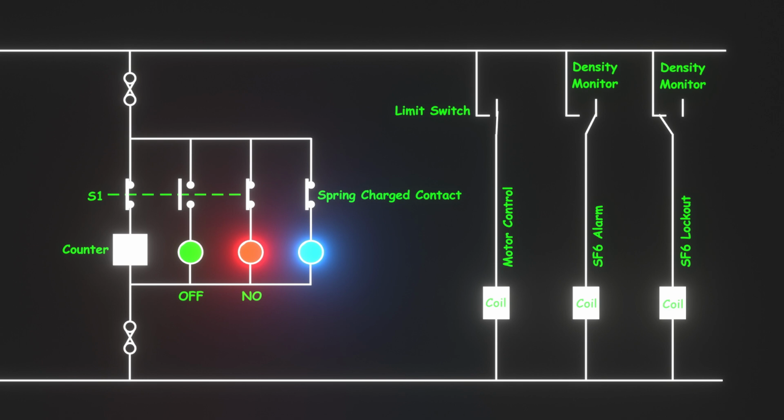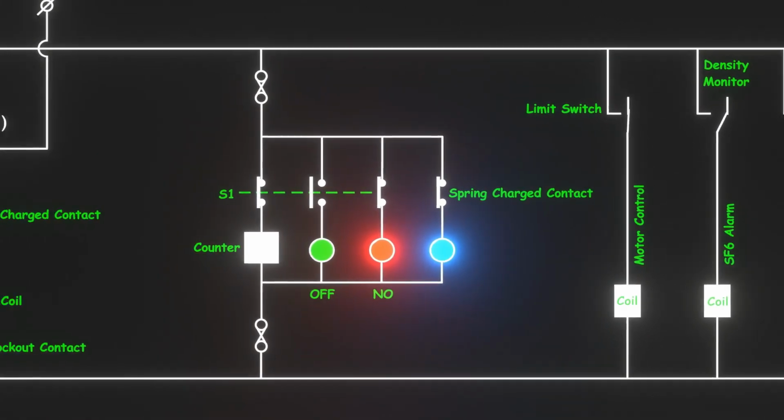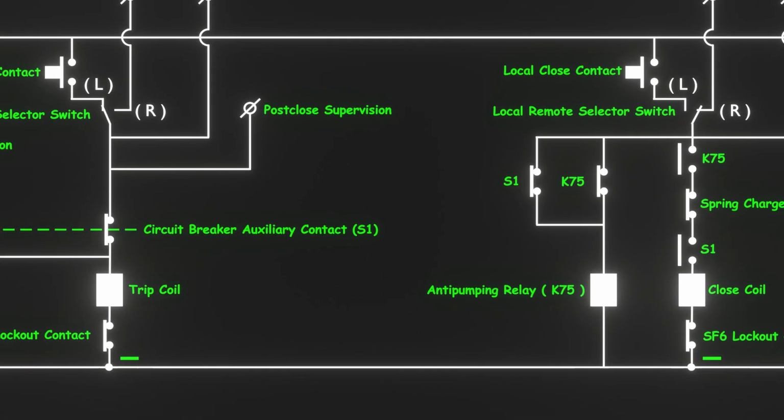If the SF6 gas continues to leak and crosses the lockout threshold level, then the contact of the pressure switch of the density monitor associated with SF6 lockout will change its position from closed to open. This will de-energize the lockout coil. As a result, the contact of the lockout coil connected in series with both the closing and tripping coils will move to an open condition, because these are normally open contacts. Therefore, both tripping and closing operations of the circuit breaker will be blocked.